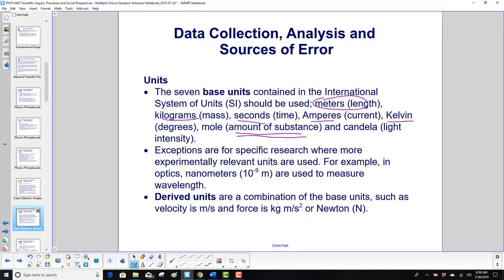Then you have derived units. Those are a combination of the base units, such as velocity, which is meters per second, and force, which is kilogram meters per second squared, which is then given its own unit, newtons.